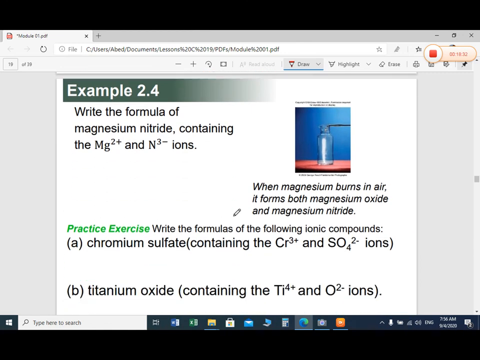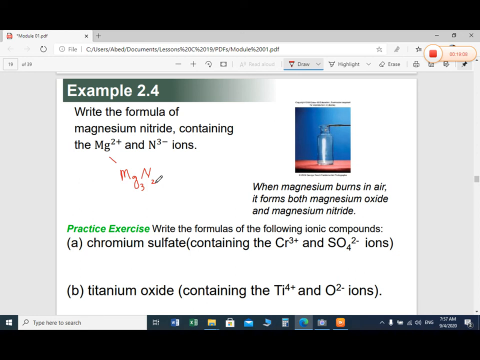Now take another example. This is the exercise here. So magnesium nitride, we will solve it. If we take the magnesium first, it will become Mg, and nitride will come after it, N. So the 3 charge of nitrogen will go here, Mg3, and the 2 charge of magnesium here, this will become 2 nitride. So Mg3N2 is the answer.